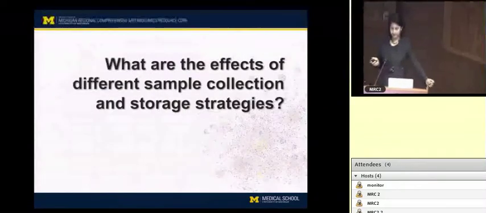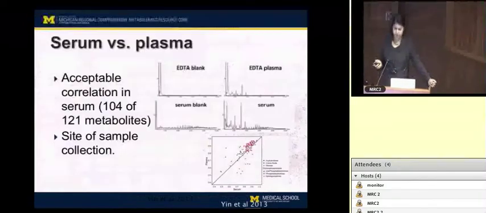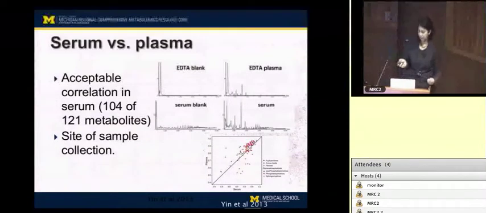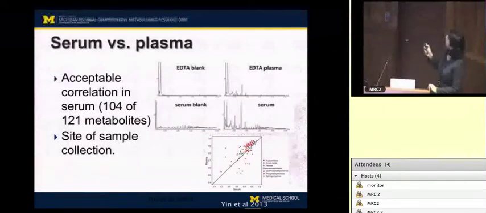And what about collection strategies? How do these affect results? So choosing the right tubes, whether it's serum or plasma. For example, in this study, comparing plasma with albumin blanks, plasma and serum, you can see the differences in the peaks of these untargeted chromatograms here. You can see that plasma looks different than serum. Though many of these metabolites do correlate, there are some that do not correlate, and these need to be accounted for.